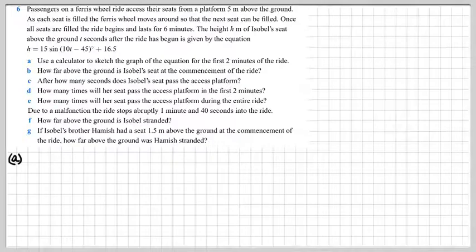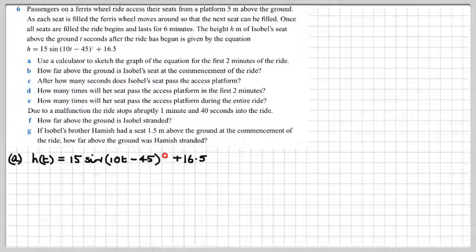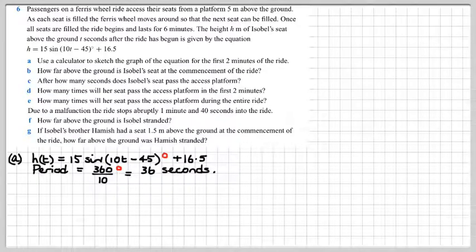Okay, so part A. Now we need some diagnostics before I can sketch this. You see how I've made a very big point of highlighting this degree bit, because that's nasty. Instead of the period being 2 pi over n, where n is 10 in this instance, the period is not 2 pi anymore, it's 360 degrees. So the period is 360 over 10, which is going to be 36 seconds. 36 seconds to go around this horrible thing.